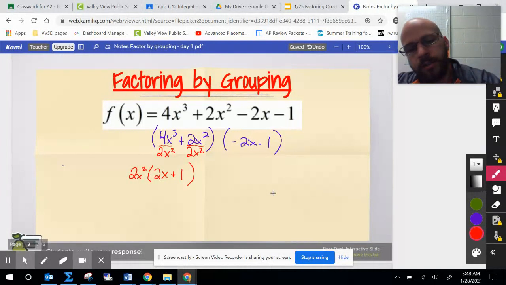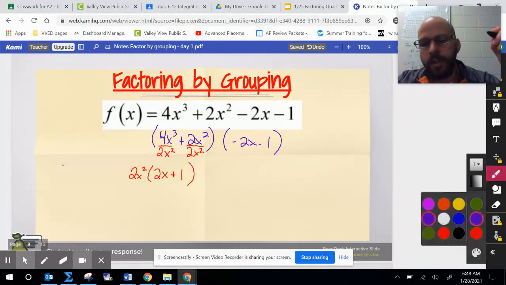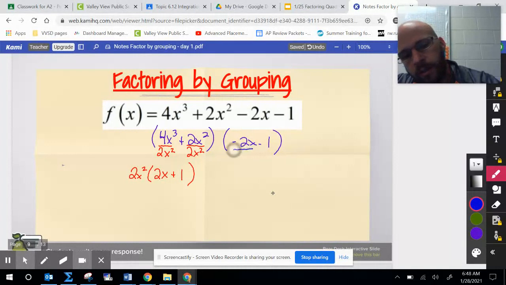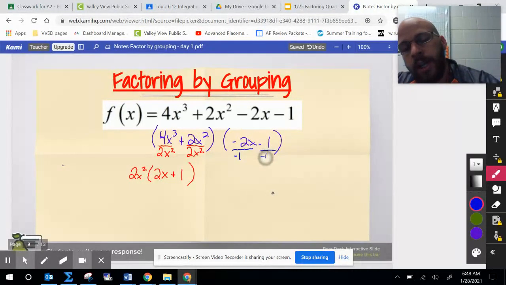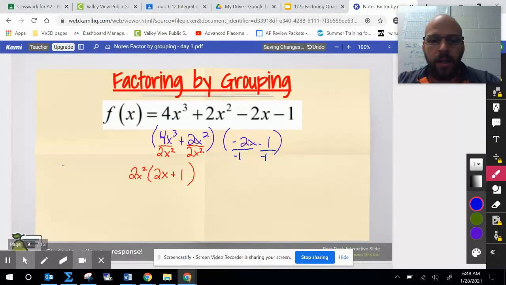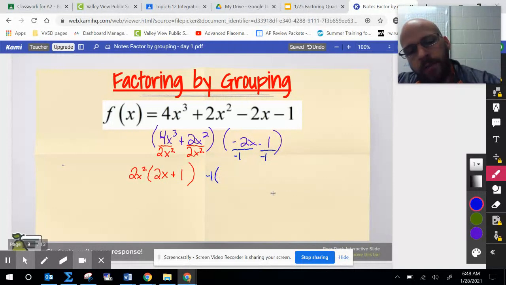So let's take a look at the second grouping. All right, I want to take out the greatest common factor. Now, I have a -2 and a -1. There's not really a whole lot in common there. The only thing I can do is take out a -1. They don't both have x's, so you can't take an x out. So I'm going to divide out a -1. -2 divided by -1 is a +2. That term still has an x. -1 divided by -1 would now be a +1.